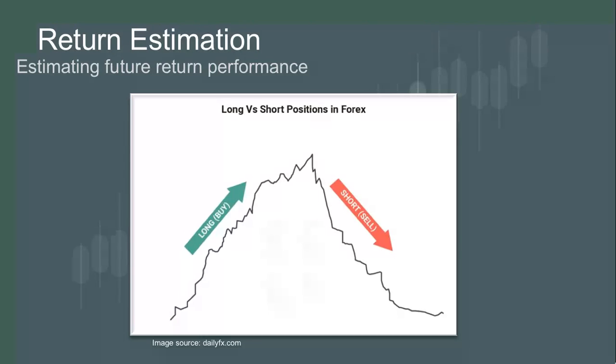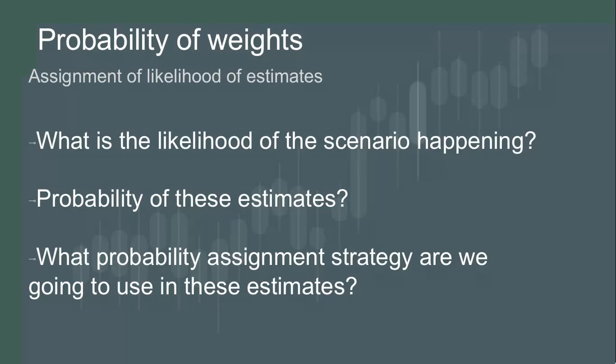Whatever your criteria for the respective investment pool, you will estimate the assets' possible performances inside these investment pools. Common estimates are historical returns, average returns, or generated return scenarios. Now that we have our estimate, we need to determine the likelihood of the scenario happening. What is the probability that these estimates will occur? And what probability assignment strategy are we going to use in these estimates?